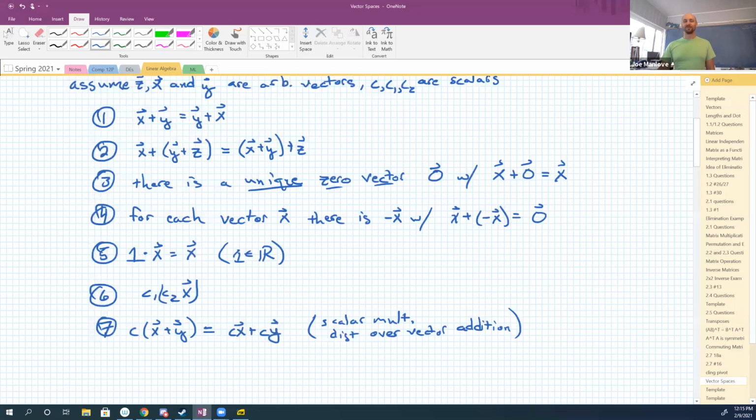So if I have C1 times C2 times X, what do I expect this to have to be? Probably expect that if you multiply a couple of scalars in a vector, it should be the same no matter what order you do it in, right? So this should be the same as C1 times C2 times X. And then my last thing is that if I take C1 plus C2 times X, I should get C1X plus C2X.